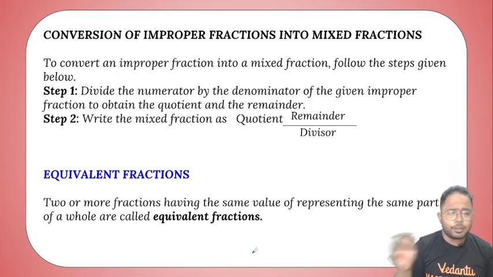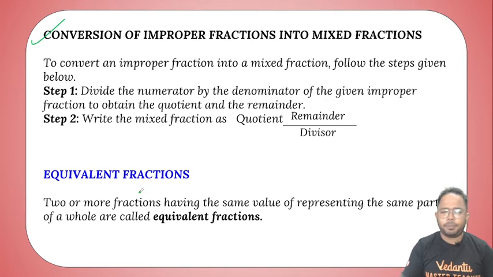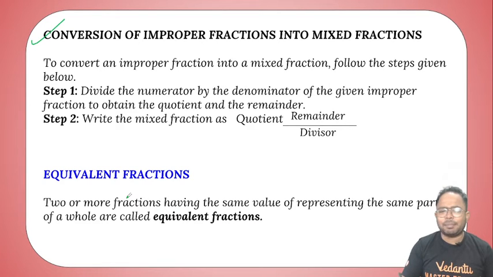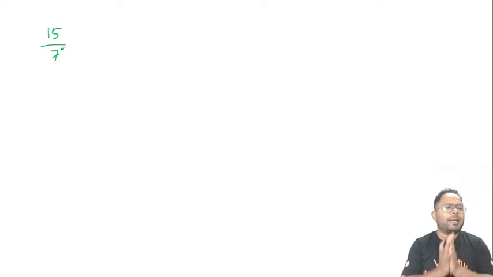Obviously, there will be a reverse also, a vice versa of it: conversion of an improper fraction into a mixed fraction. How will we do that? For that, again, very simple. Let's say we have 15 by 7. 15 by 7 is given and we need to convert this improper fraction into a mixed fraction. What you do is simply divide it.